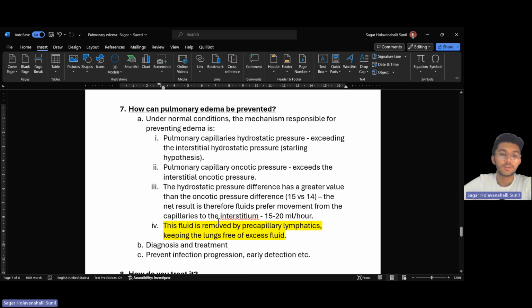So how is this fluid being removed? It is being removed by precapillary lymphatics, which keep the lungs free of excess fluid. So when there's a tumor or some lymphatic obstruction, the fluid is not going to get removed, right? And therefore, there'll be fluid accumulation within the lungs.